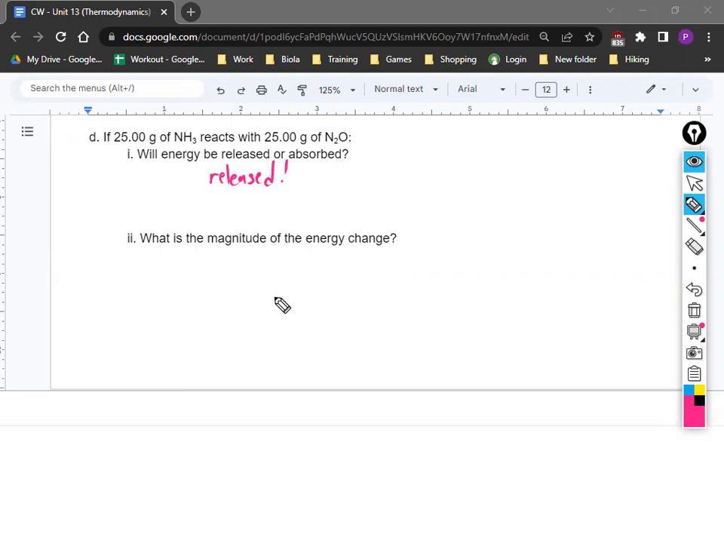All right, and so if you guys note, earlier we said that the delta H is negative 434 kilojoules per mole. And so now I'm going to have you guys calculate the magnitude of the energy change. Okay, so how much energy was released? The two reactant values we have are 25 grams of NH3 and 25 grams of N2O. So we're actually going way back.